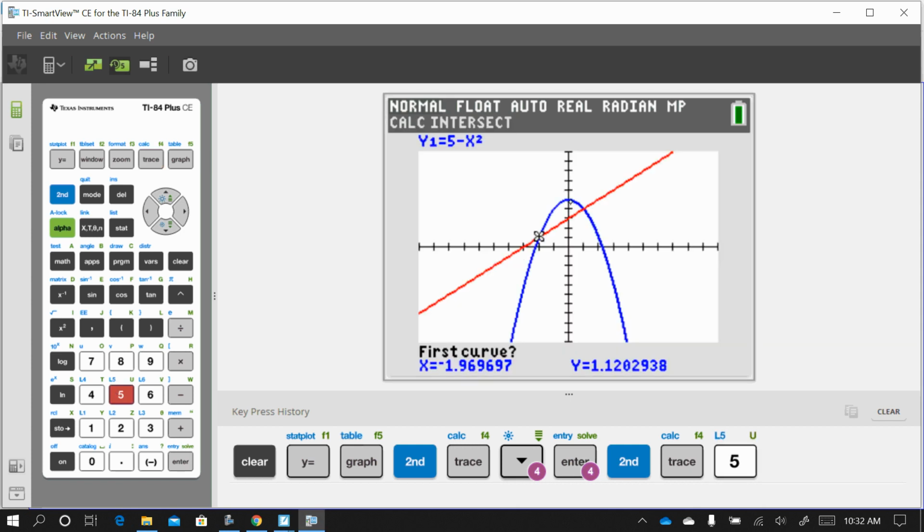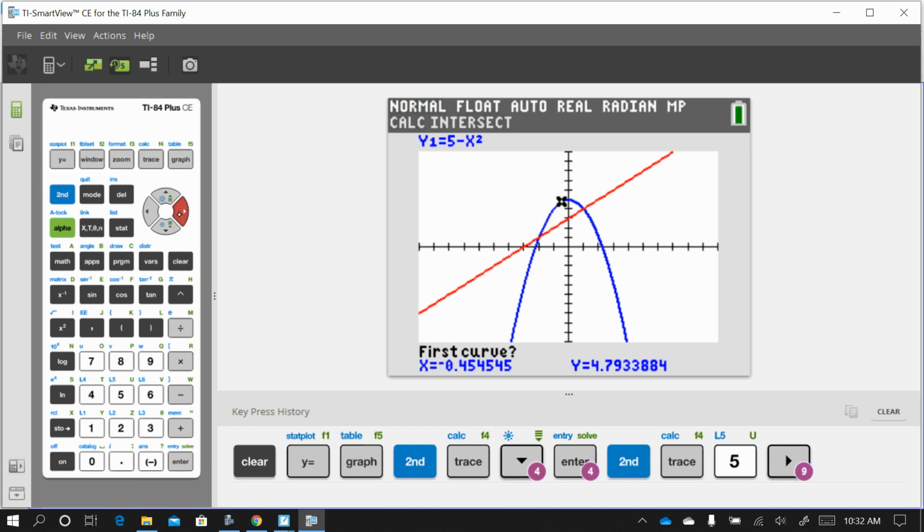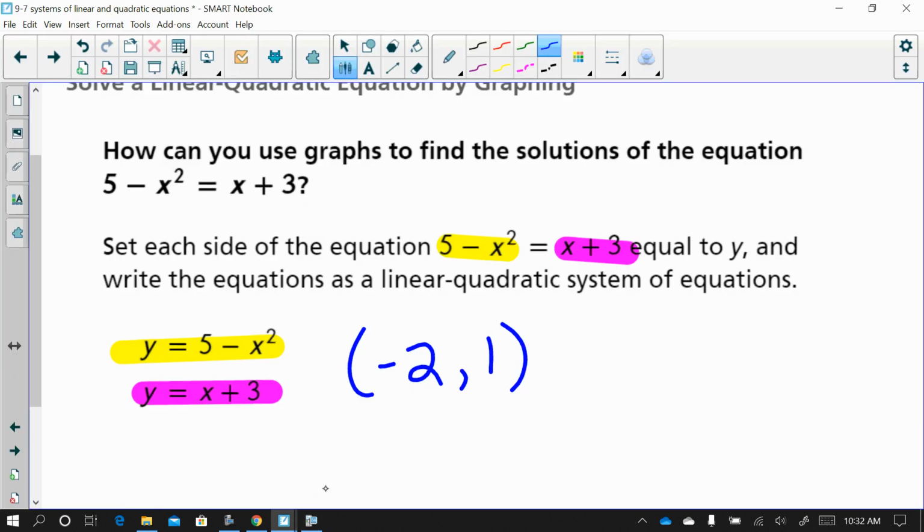This time I want this point over here. So let's arrow until we're closer to that point. That looks about good to me. Enter. Red line good, enter. Guess, enter. Gives me the point 1, 4. So there is my second solution. Okay, so I should get 2 solutions for this problem.